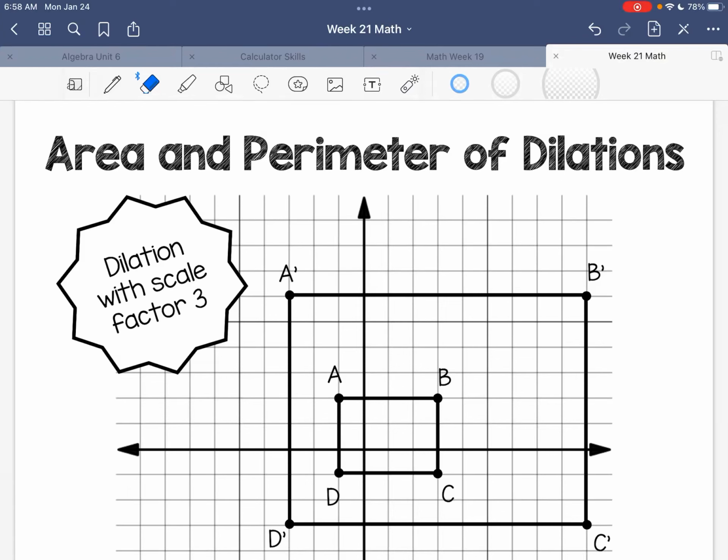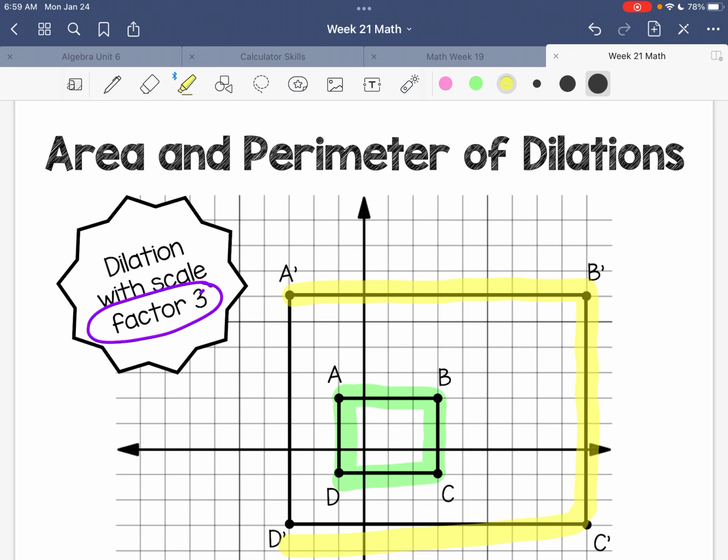I wanted to do a quick lesson about area and perimeter dilations because that seems to be the thing that's tripping some people up. So I want to look at the area and dilation of these two rectangles that have been dilated by a scale factor of 3. You can see that the original rectangle is the smaller one, A, B, C, D, and the larger rectangle, A prime, B prime, C prime, D prime, is the enlargement, or the dilation.